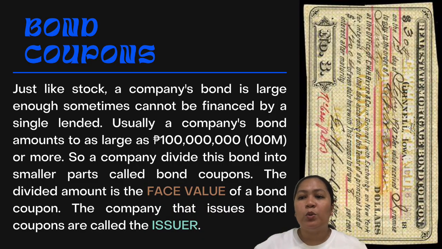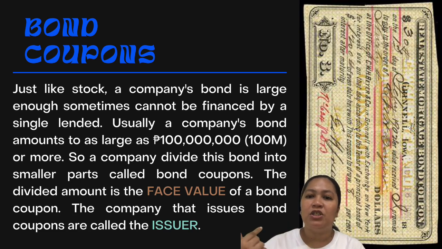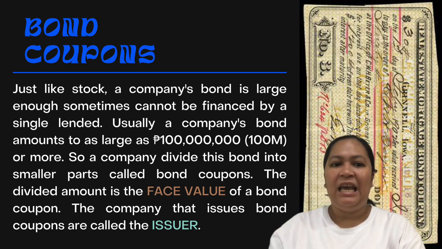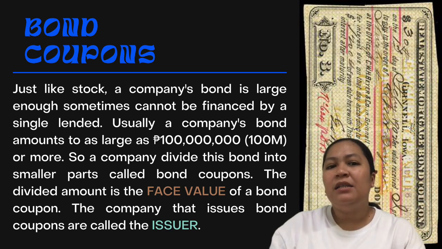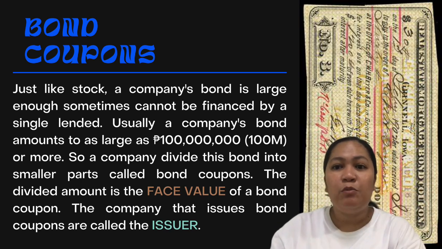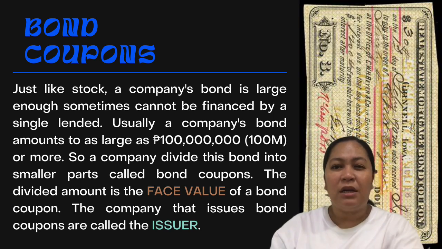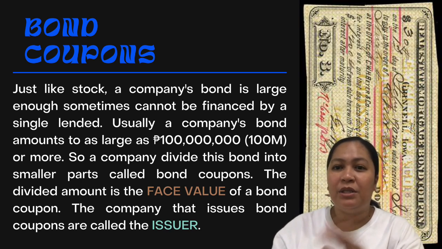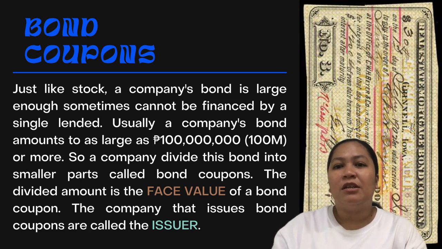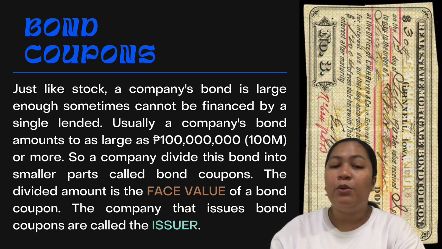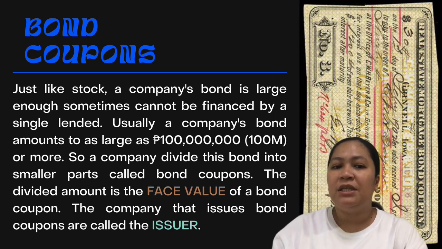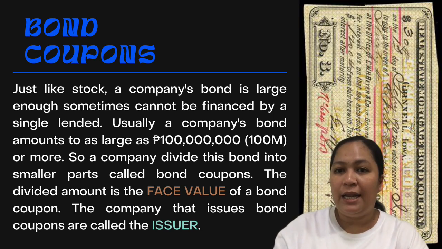So this is what we call a bond coupon. You can see it in the picture. Alright, so again, a bond coupon is the same as stocks. Just like a shareholder receives a certificate or stock certificate, the bondholder also receives what we call bond coupons. A company's bond is sometimes so large that it cannot be financed by a single lender.